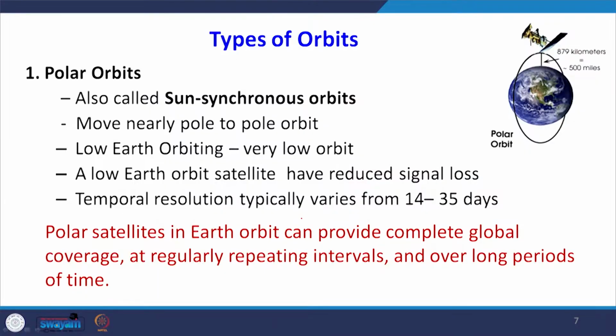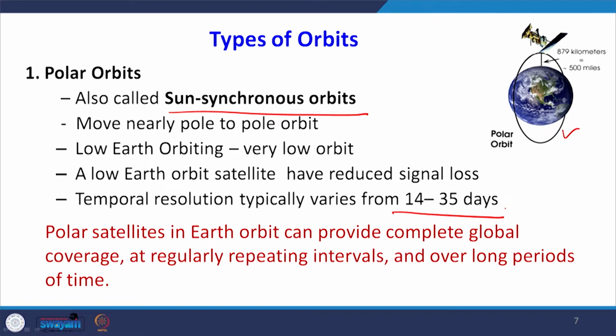Let us see the characteristics of the polar orbits. Here in the diagram, the polar orbit is shown, and they are available at different altitudes. Popularly, they are also known as Sunsynchronous orbits, synchronized with the sunlight, because they are using the natural light of the sun. They are moving from pole to pole. The orbital plane passes close to the pole, and that is why they are popularly called polar orbits.